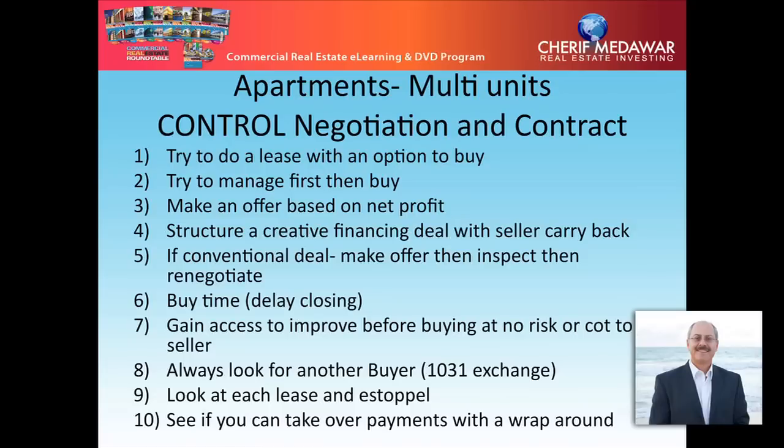Just show me the net profit, show me the real expenses, show me the current income. Here is my offer. It's a multiplier of X, 10 times the net or something like this, maybe 15 times the net. In California, it's 16 times the net. Structure a creative financing deal with seller carry back.